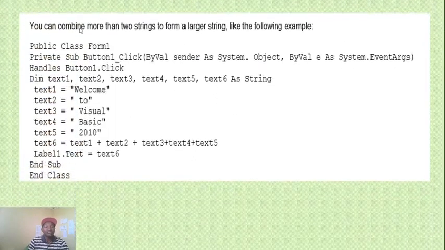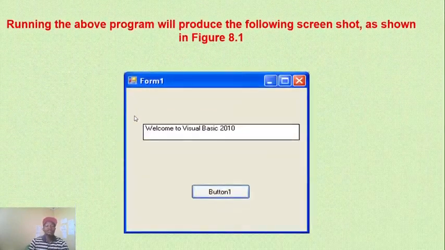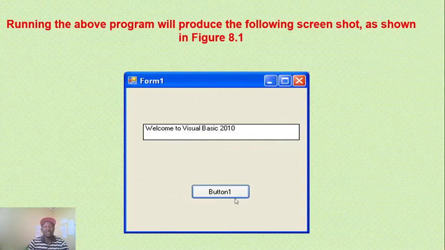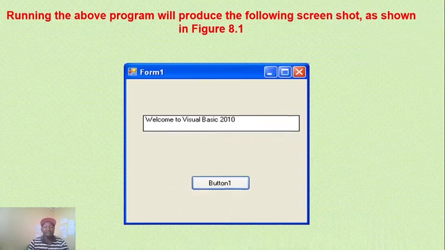Then you can combine more than two strings to form a larger string like the following. This one we have seen, sorry for the repetition. Running the above program will produce the following screen. Ladies and gentlemen, this is the answer. We shall have Welcome to Visual Basic 2010. When we hit this button, remember it was on click event.